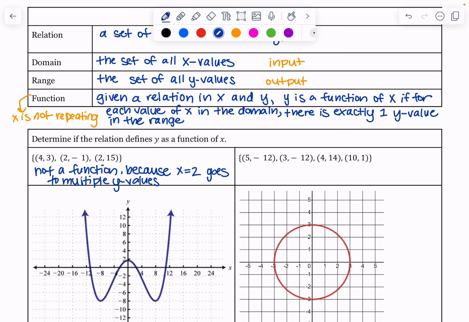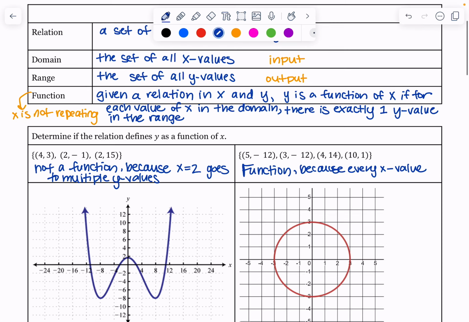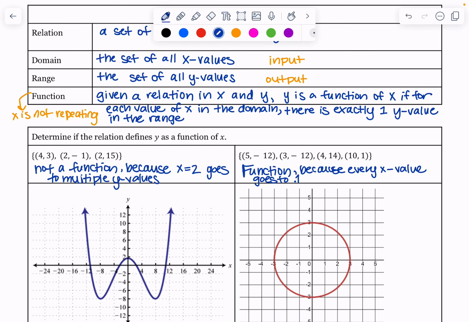For the second one, we have (5, -12), (3, -12), (4, 14), and (10, 1). So 5, 3, 4, and 10 are our input values. There's no repeating, so this one is going to be a function, because every X value goes to one Y value. And if you notice here, Y does repeat, so we've got -12 and -12. That's okay. Y is allowed to repeat. We do not want X to be mapped to two different Y values.